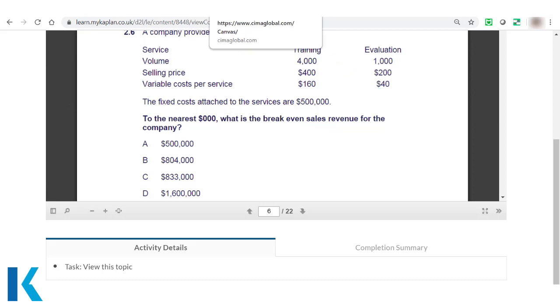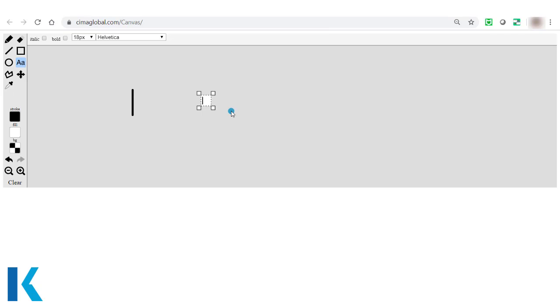Now, as I was reading this question, I'd want to write into the textbox that this is a multi-product break-even. The formula for multi-product break-even is your fixed costs divided by your weighted average CS ratio. So I might want to write that down, or type that, just so that I know what is happening.